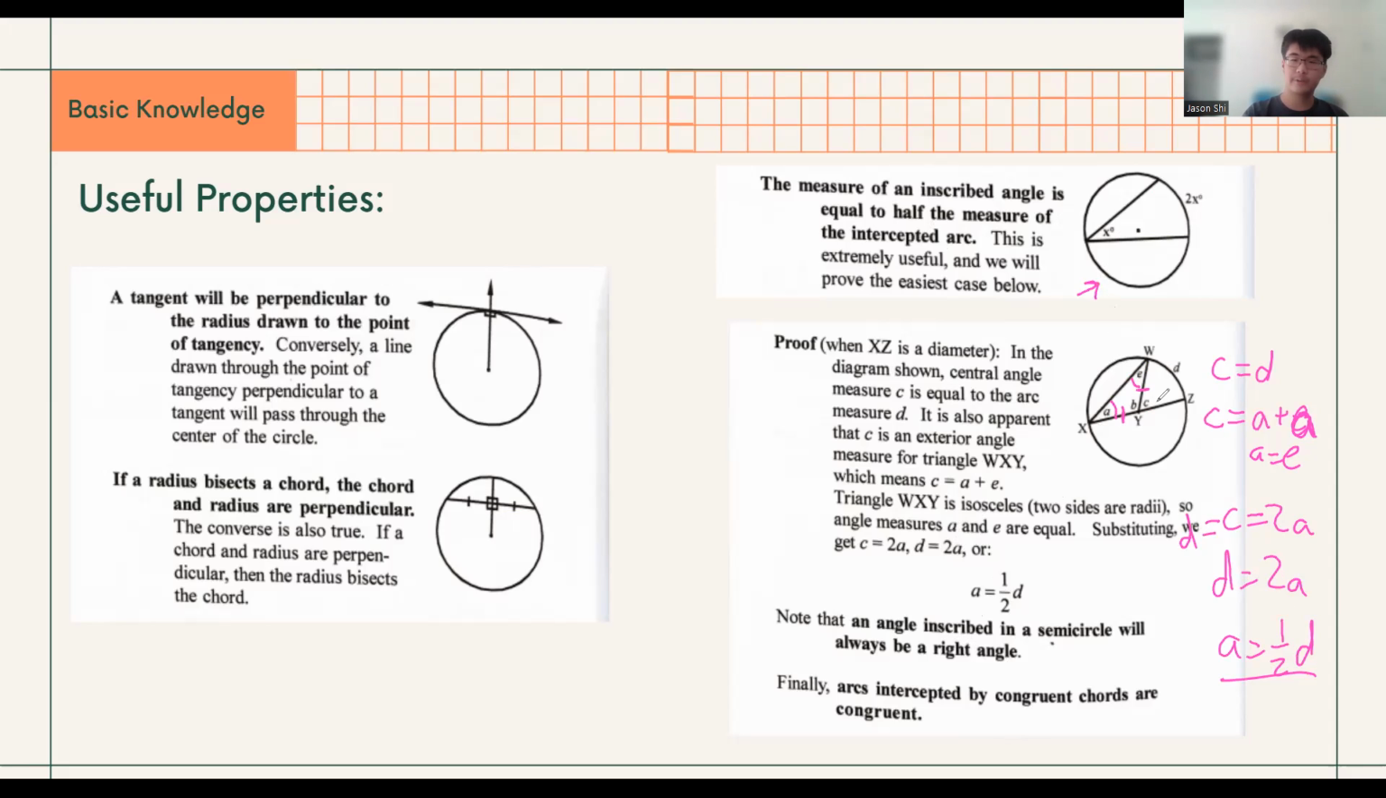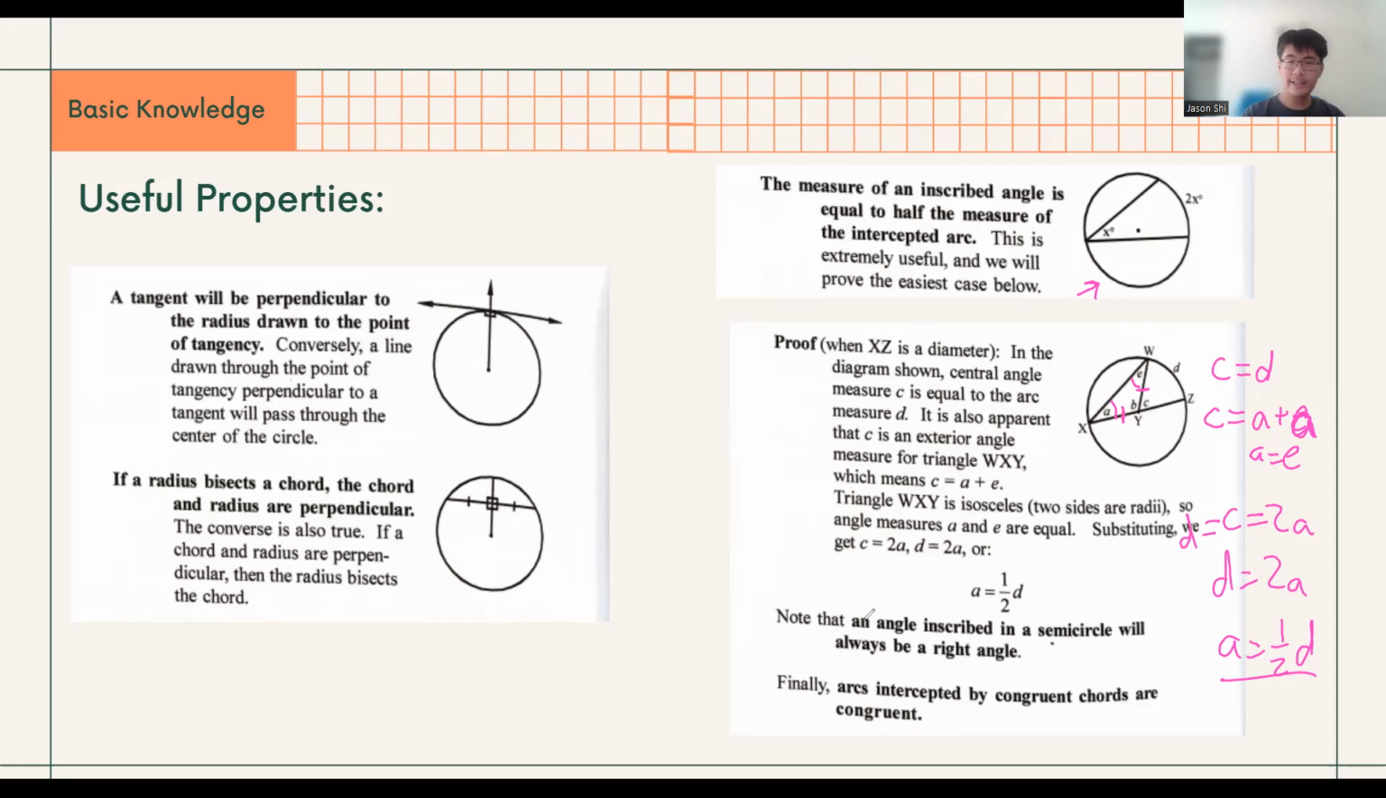You can also prove it generally, not using a diameter, but I'm not going to do that here because it's a little complicated. So does anyone have any questions on how I proved that? No? Okay. So we have two more properties left.